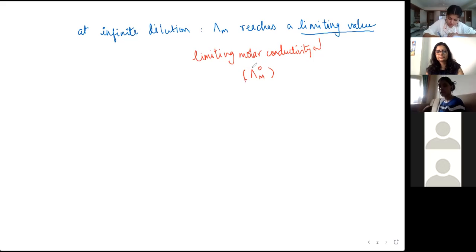Ma'am, it's a special case only at infinite dilution, right? Yeah. So at infinite dilution, it doesn't go beyond that certain value. That maximum value is the limiting value. It's in the name: it limits how much the conductivity can be. That is the maximum extent to which it can go. And it's a constant value at a particular temperature for each electrolyte. Like you take HCl at infinite dilution, acetic acid at infinite dilution, ammonium chloride at infinite dilution. That way, it's a property of that electrolyte.